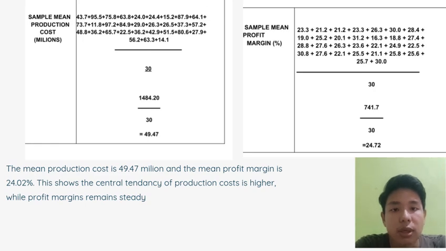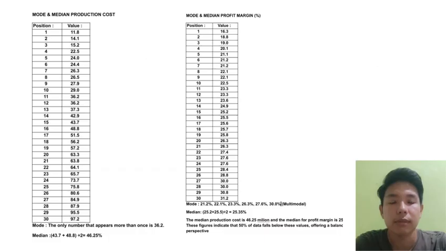This shows the central tendency of production cost is higher while profit margins remain steady. The median production cost is 46.25 million and the median for profit margin is 25.35%. These figures indicate that 50% of data falls below these values, offering a balanced perspective.